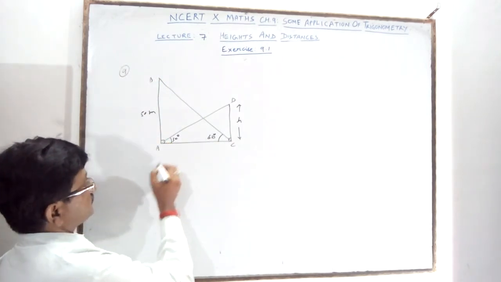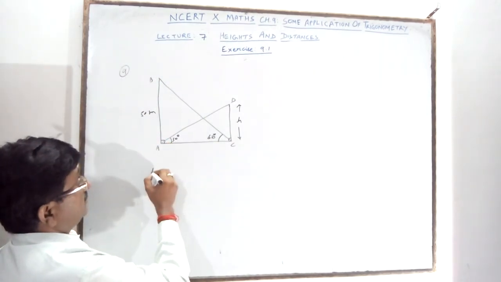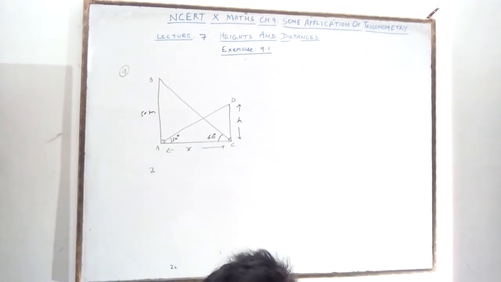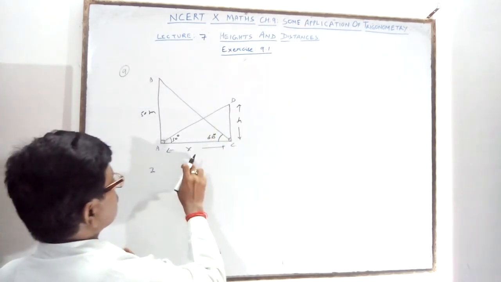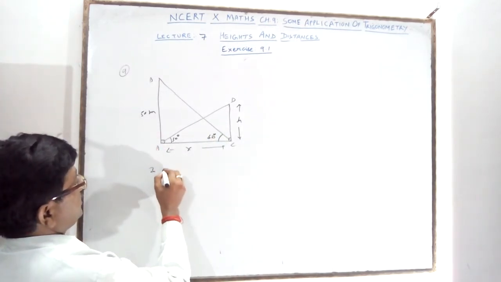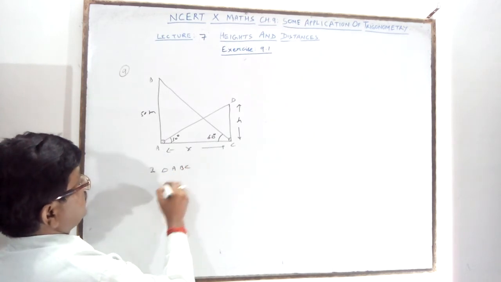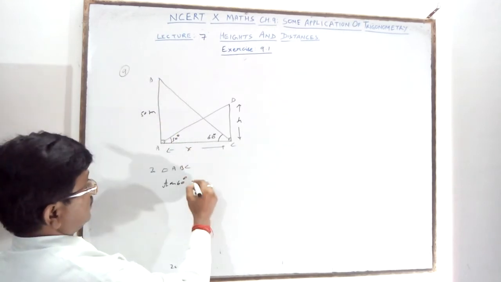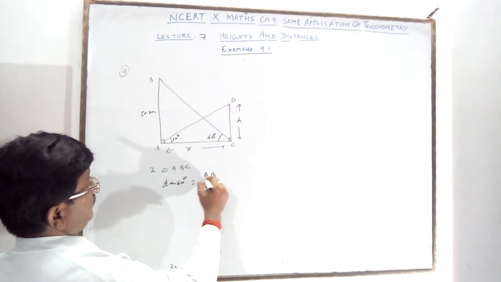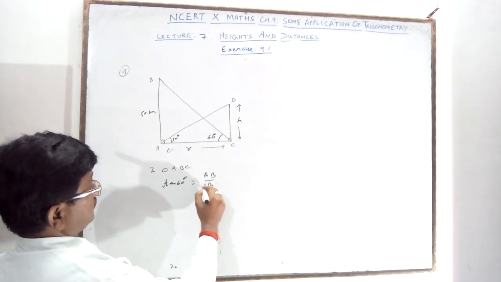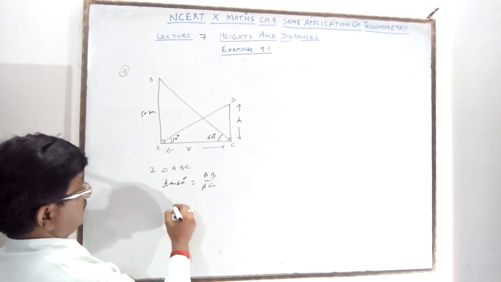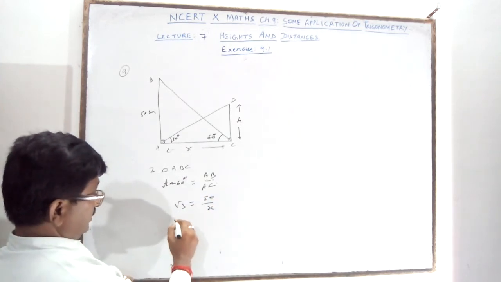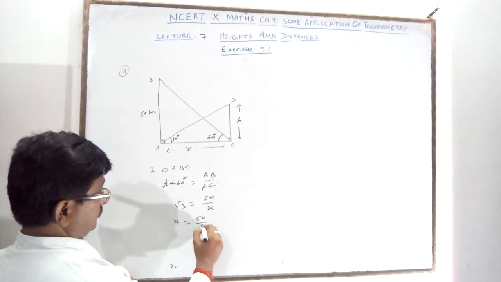Now in the triangle, it is a common side. Your question only wants the height of the building, so you find this side first. In triangle ABC, tan 60 degree is equal to AB upon AC. So root 3 is equal to 50 upon x. Or x is equal to 50 upon root 3. It is the first part.